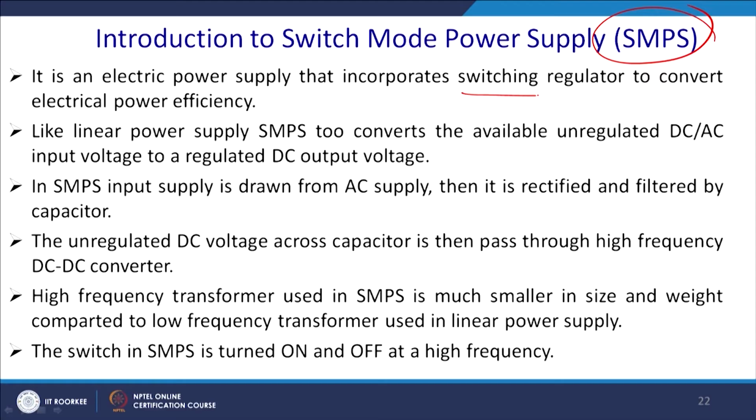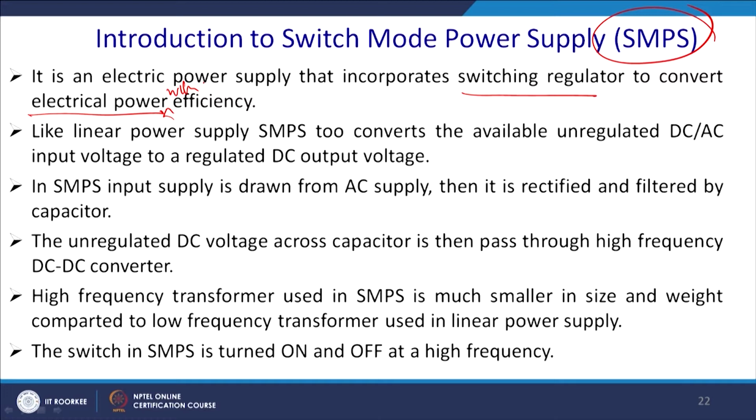And in SMPS, this magnetics is not bulky because it uses high frequency and the size of the core is reduced, and you may have a compact packaging also, which you can refer to in the charger of an iPhone, it is quite compact. So, it uses the same kind of circuit. So, it is an electric power supply that incorporates a switching regulator to convert electric power with high efficiency.